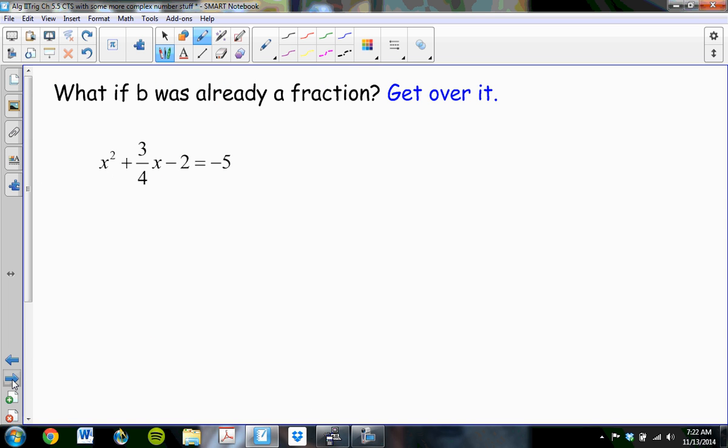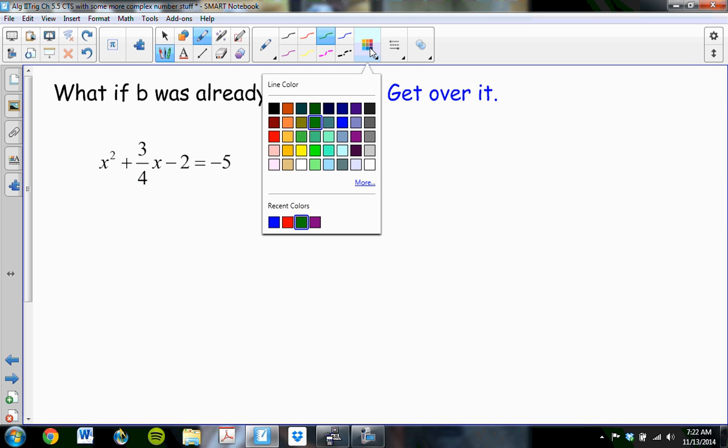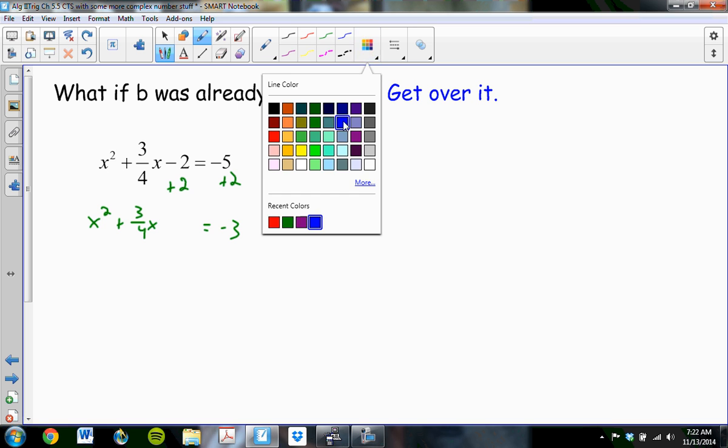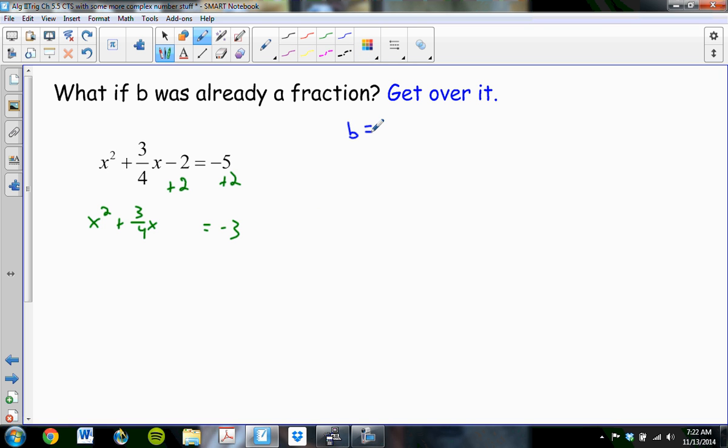We've done b where it was odd. What if b is already a fraction? Here, the b value is already a fraction. You still are going to do the exact same things you did before. First, I'm going to add 2 to both sides to get rid of that c term, so x squared plus 3 over 4x equals negative 3. My b value right now is 3 over 4. So b over 2 is actually 3 over 8.